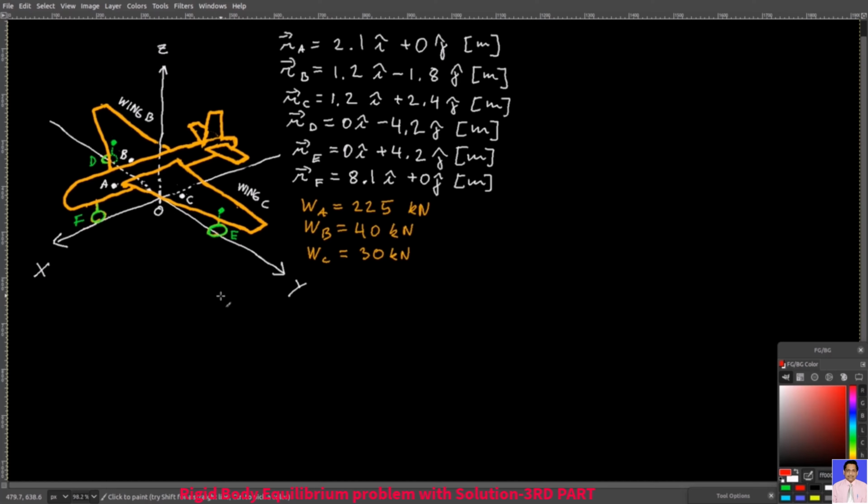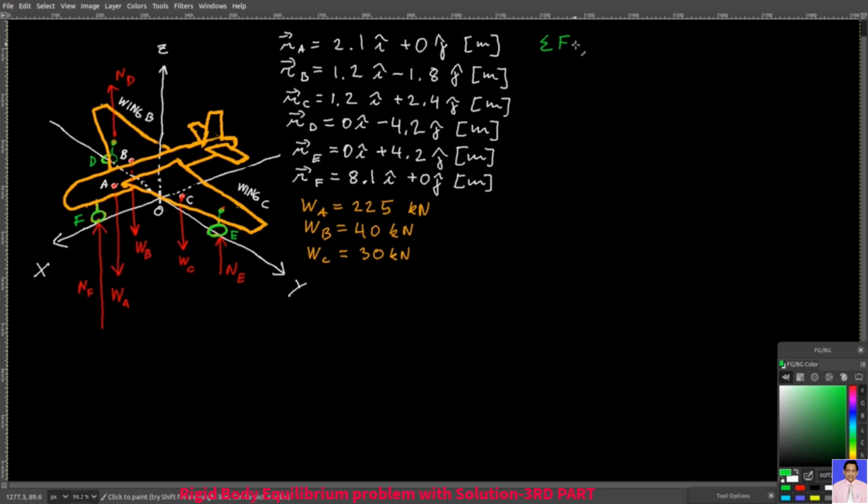So let's now find the normal forces for D, E, and F. We start with our free body diagram. We draw the weight vectors for our fuselage and 2 wings, and all of them of course point down in the negative z direction. And then the three wheels that we have, their reaction forces are only normal to the surface. They all point in the positive z direction. We have our three weight vectors, and now we have to find our three normal forces, ND, NE, and NF.